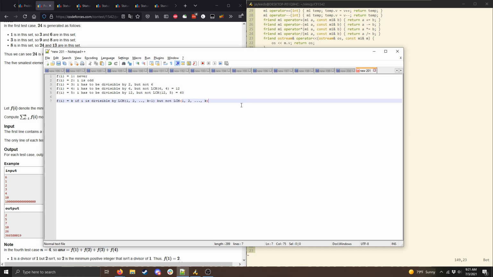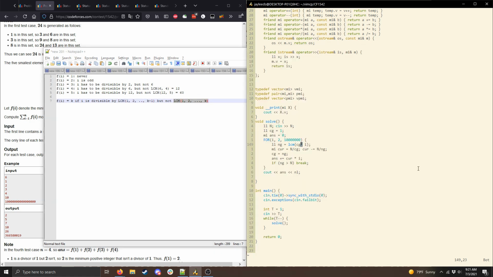And so that means that what I can do is I can count the number of things divisible by this, and just subtract out the number of things divisible by this. And so this value in my code is CG, and this in my code is NG. So I just need to take the number of things divisible by CG and subtract the number of integers divisible by NG. And in order to compute the number of integers divisible by CG up to n, that's just n over CG. And likewise, the thing we subtract out is just n over NG.